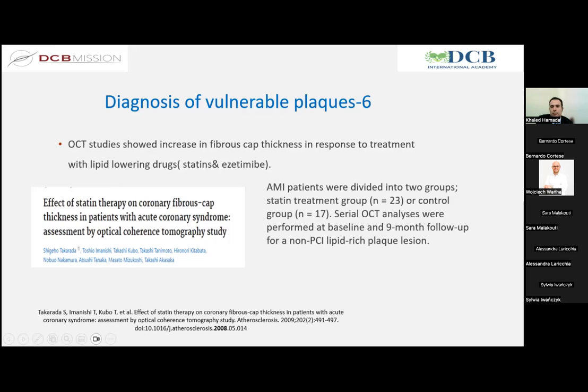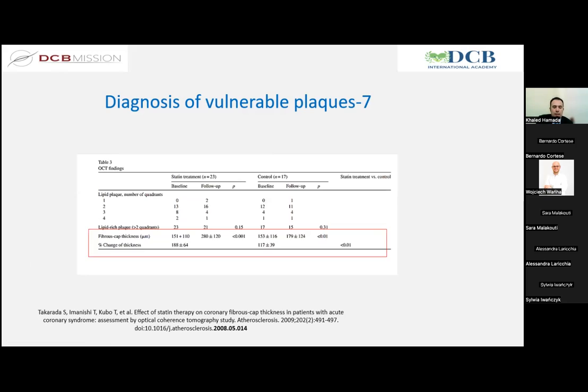Group 1 was statin treatment, number was 23. The control group is the second group. Serial OCT analysis was performed at baseline and 9 months follow-up. As you can see here, the fibrous cap thickness increased in the statin treatment group more than the control group, and it was statistically significant.